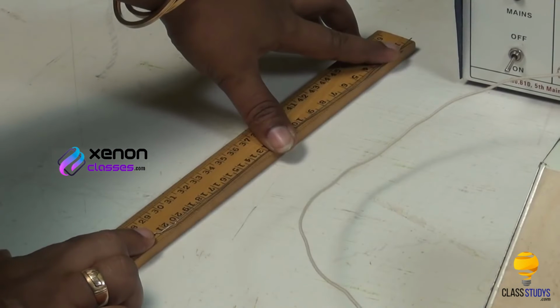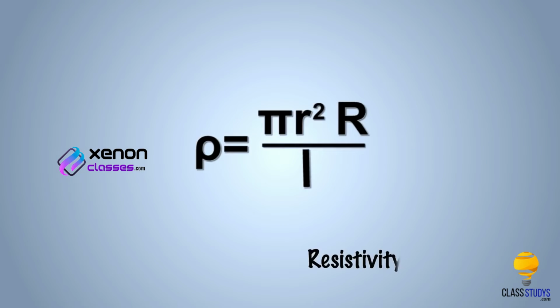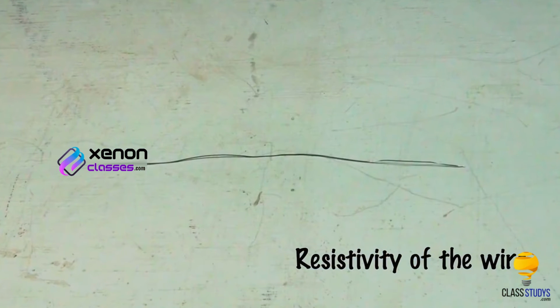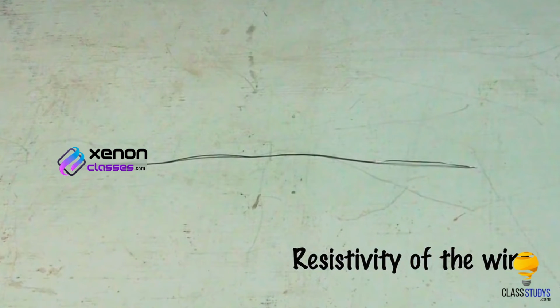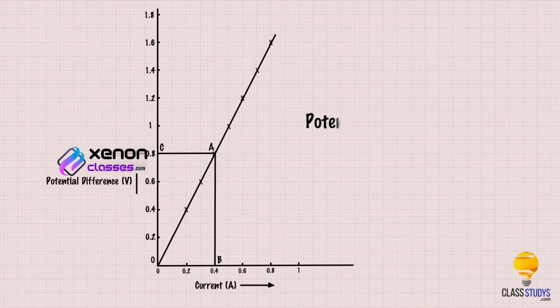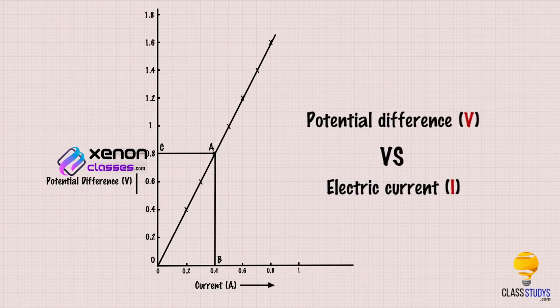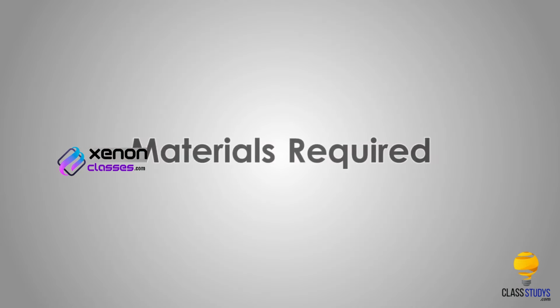Knowing the length L and radius r of the resistance wire, rho is equal to pi r square R divided by L, which gives the resistivity of the wire. So here we are determining the resistivity of a given wire by plotting a graph of potential difference versus current.